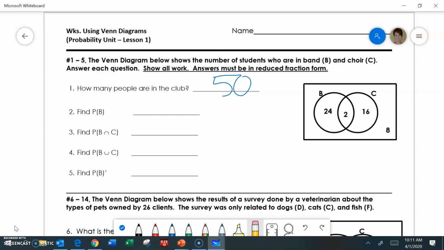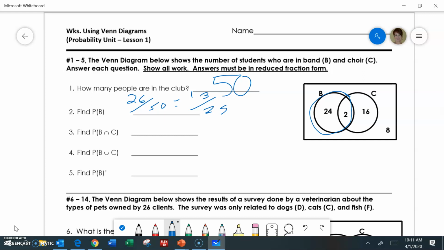For number 2, that means find the probability that you would pick a student that is in band. So if we go to the circle that involves band, that means you need to do 24 plus 2. So you would have taken 26 over 50, and that reduces to 13 out of 25. Should have been your final answer because that's in reduced form.